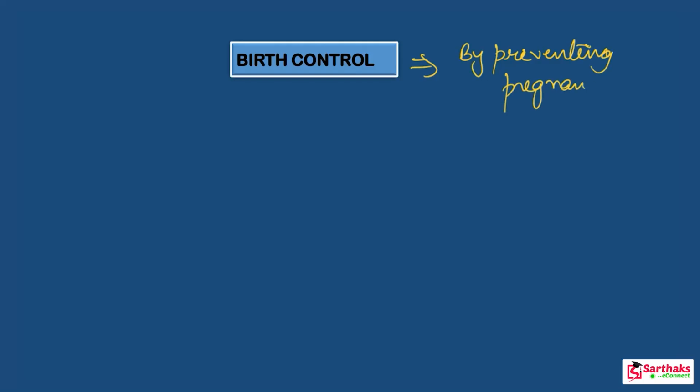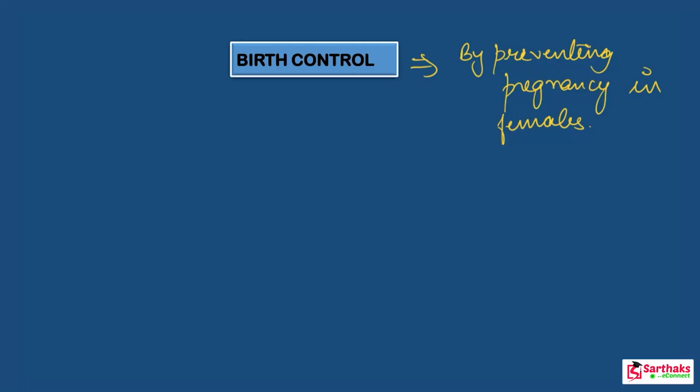Got it? In females, or in women. Clear? So pregnancy can be prevented through birth control, and there are different methods of birth control, which we divided into 3 categories. So what are the methods of birth control?